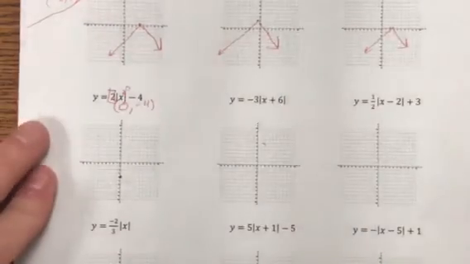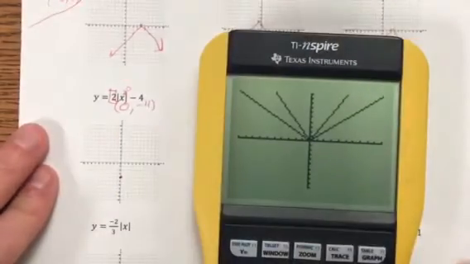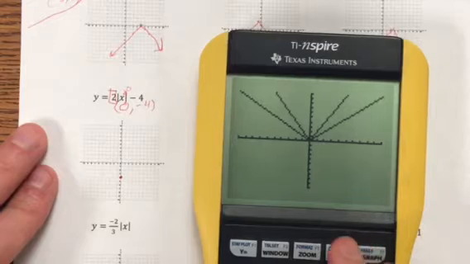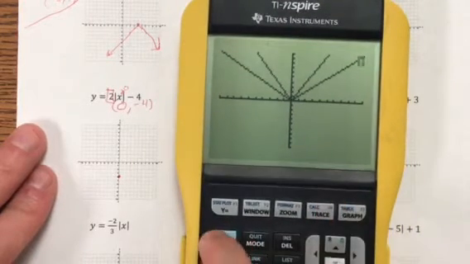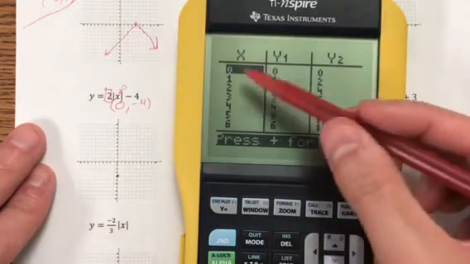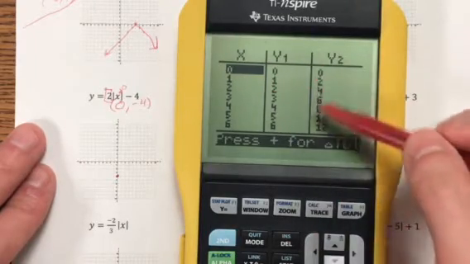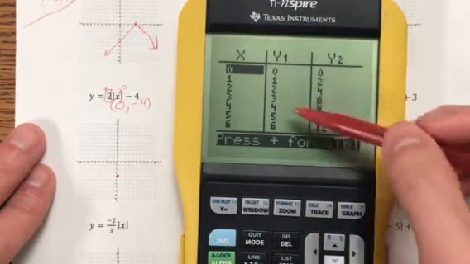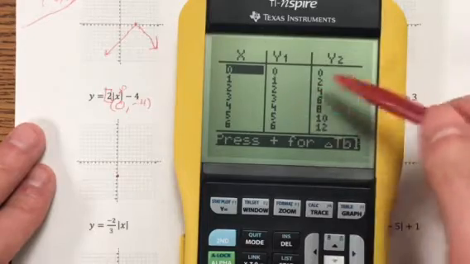And if you can't really notice, if you were curious, you can always go to the table by pressing second and then graph. The table will give you some ordered pairs that you can graph. We would be using this one right here because that was the second one we put in. And you could graph those points.